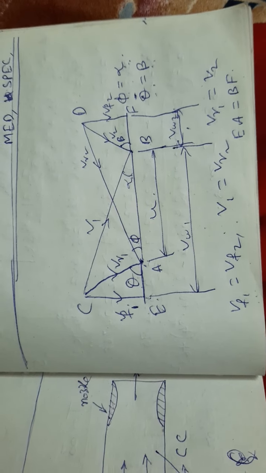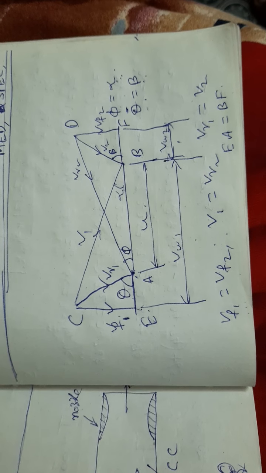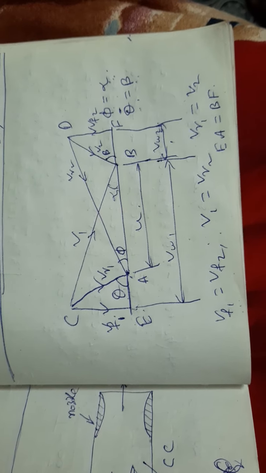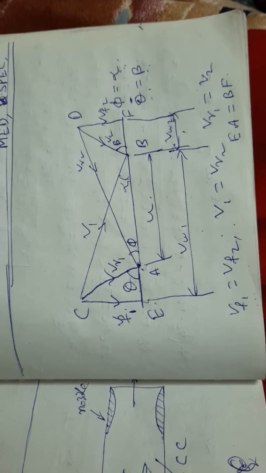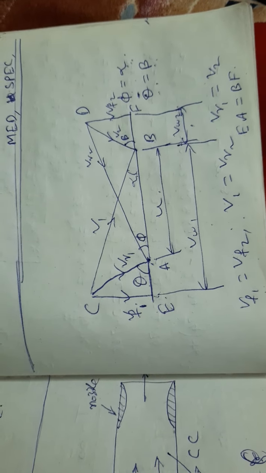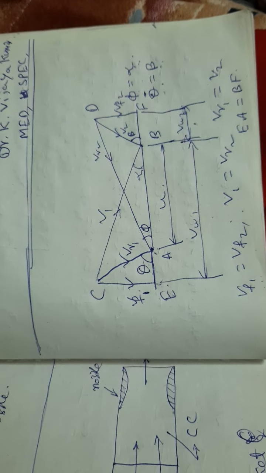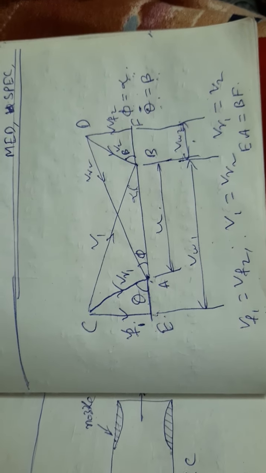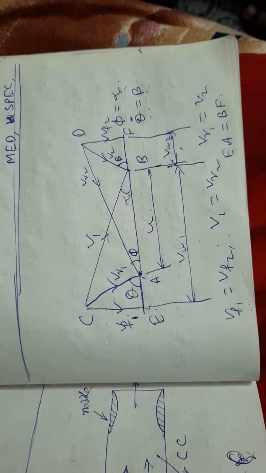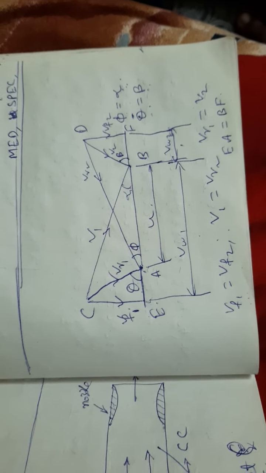These are the constructions of the combined velocity triangles for the impulse turbine and reaction turbine. In the next class we'll solve example problems in steam turbines with the help of the combined velocity triangles. How much power will be generated by the impulse turbine or the reaction turbine can be calculated with the help of the combined velocity triangle.